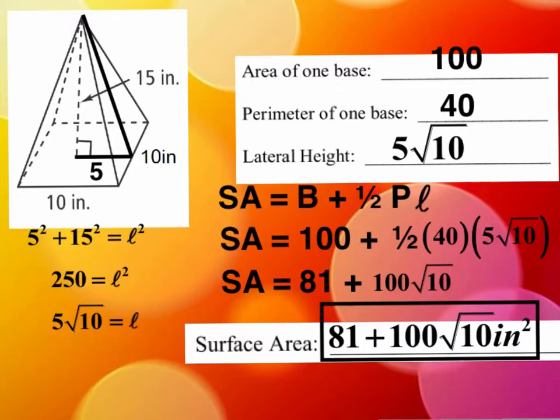The area of the base is 10 times 10, which is 100. The perimeter is 10 times 4, which is 40. And the lateral height that we had to use the Pythagorean theorem to find is 5 radical 10. Now that we have these 3 known values, we can plug them into our surface area formula. And we simplify and we get 81 plus 100 square root of 10 inches squared. Now this is the actual value because we kept our answer in square root. But you can multiply 100 by the square root of 10 and then add that to 81 to get your answer in decimal form. I would round off to the nearest hundredths for this problem.